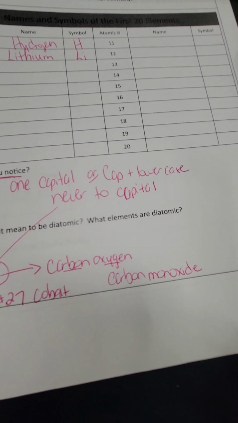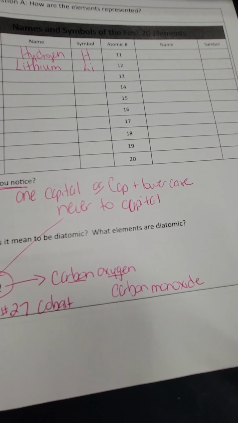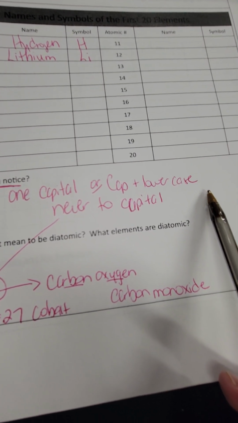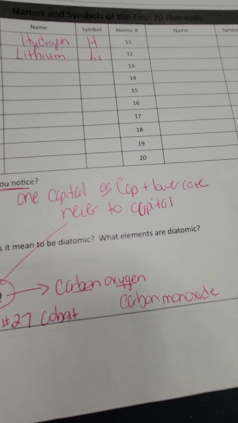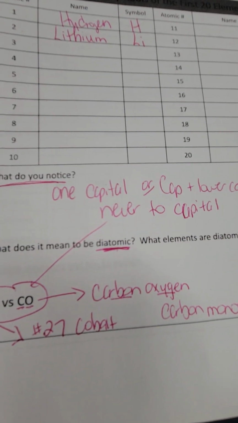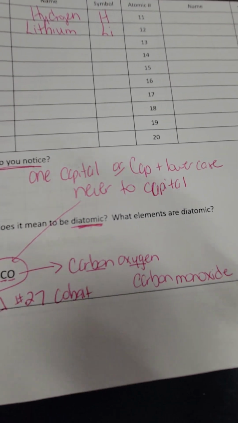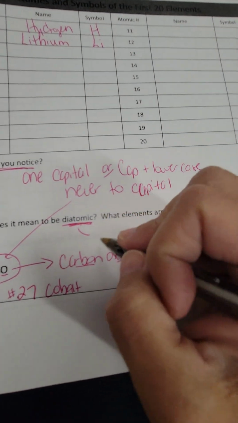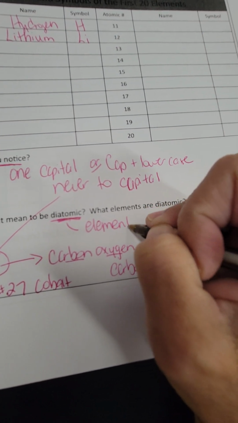It could also be a capital and lowercase. And you will also notice that we've talked about already something like silver is not Si, it's Ag. We use the Greek and the Latin names. And then diatomic, we have talked about a little bit already, but bring it back up again. So diatomic means that they're elements that always exist in pairs.